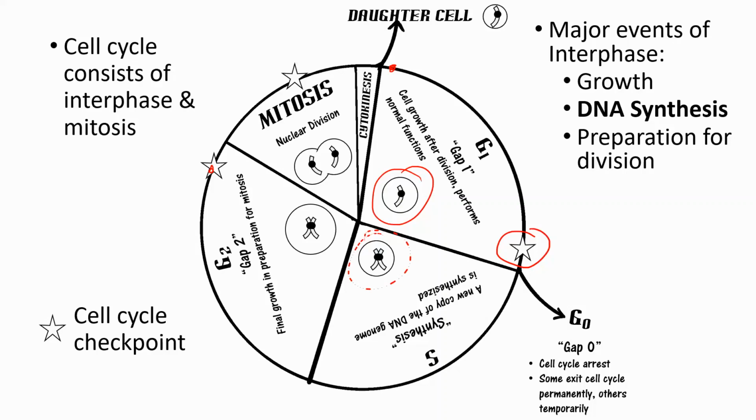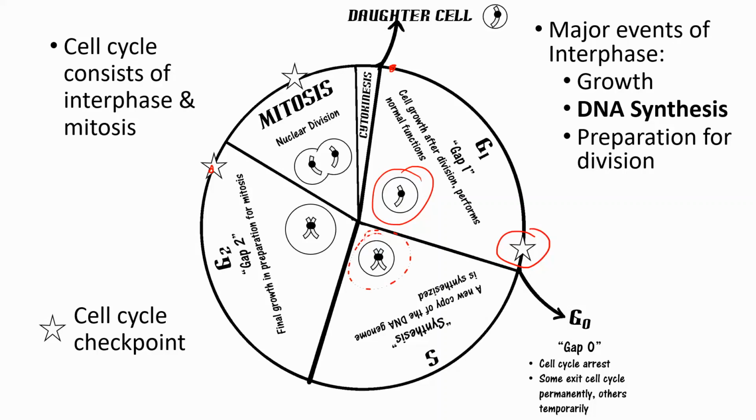And there's also a checkpoint here. At this point, if you don't have proper attachment of the chromosomes to structures in the cell, you'll stop mitosis until you can fix that. And then finally, at the end of mitosis, you have cytokinesis happening, which is literally splitting the cell, the two new cells apart, and then the cells that are produced are called daughter cells.